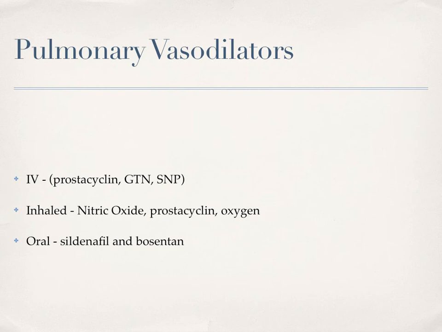So looking back then at some of the different pulmonary vasodilators, the intravenous ones: prostacyclin, GTN, and sodium nitroprusside. I mean, all these things are going to act on the systemic circulation as well as the pulmonary circulation and tend to drop the systemic blood pressure, which we don't really want. So that's the advantage of giving them inhaled, particularly nitric oxide and the prostacyclin, that they can just act locally on the pulmonary circulation, and there's very little systemic absorption or action.